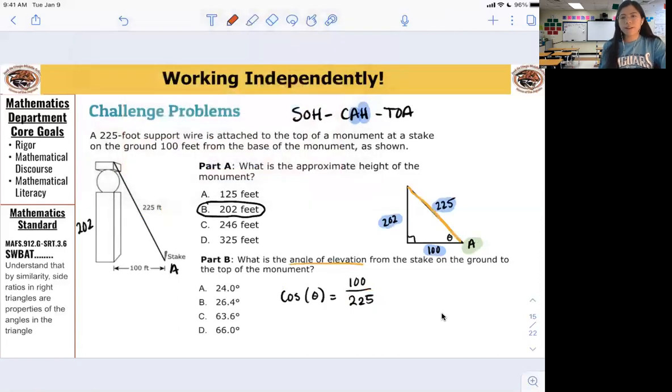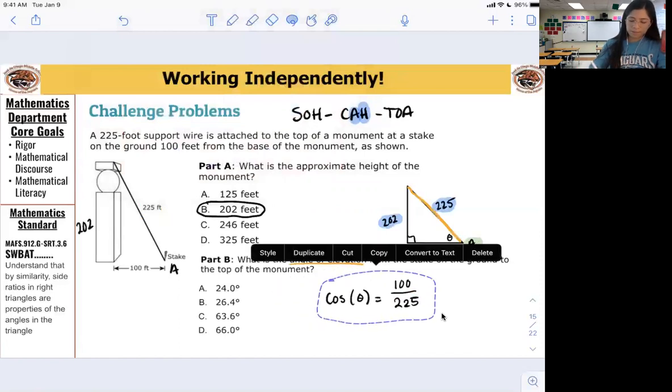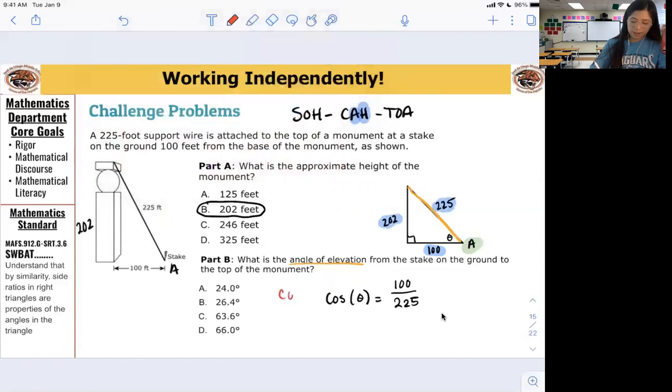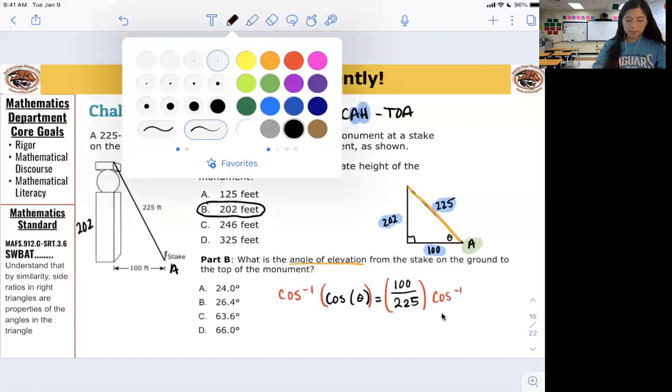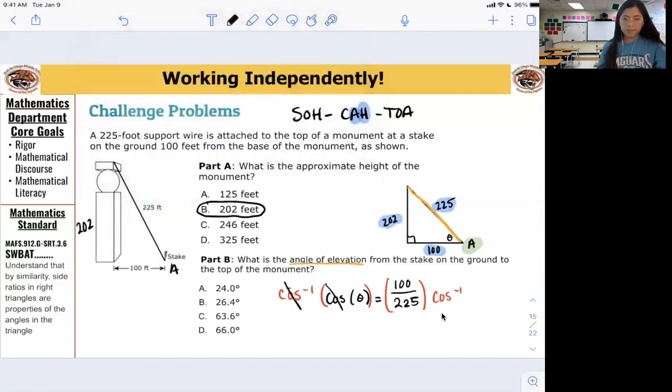Now, how do I solve for theta? What do I have to do to both sides? The inverse cosine. Yes, good. That's very good. Well, that's why we keep practicing. The more you practice, the easier it is to remember. So we do the inverse cosine. My cosines cancel. I'm left with theta equals the inverse cosine of 100 over 225.